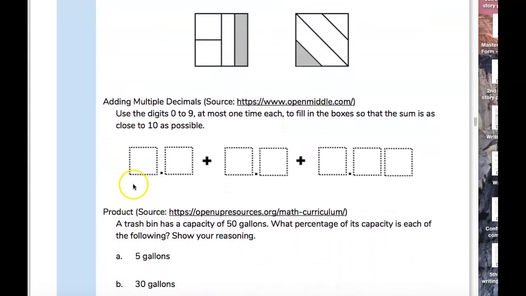It says adding multiple decimals. Okay, use the digits 0 to 9, at most one time each, to fill in the boxes so that the sum is as close to 10 as possible. All right. Okay, again, this is something that you just kind of have to play around with until you come up with a number that's closest to 10. So what I would do is just fill in numbers and see what you get.